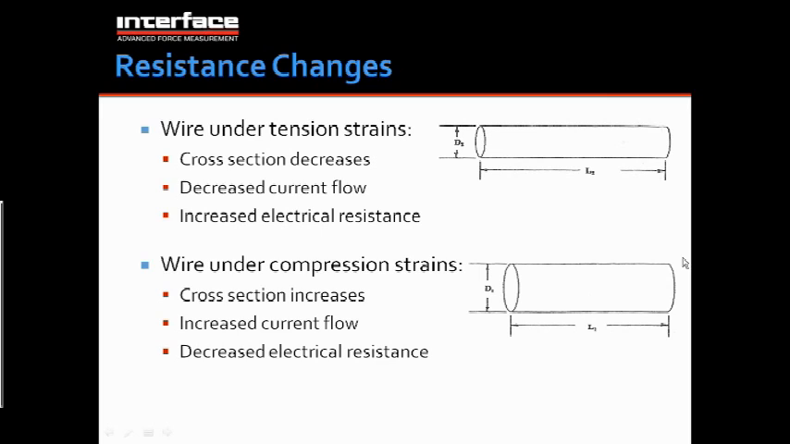So how does the resistance across the strain gauge change? For example, if we take a segment of wire and we put a tension load through this segment of wire, its cross-sectional area is decreasing. The result is a decreased current flow across this segment of wire, and therefore the electrical resistance across this segment of wire has increased. In the second example, we have the same segment of wire under compression strains. Its cross-sectional area is now much larger, so we have an increased current flow across this segment of wire, and therefore a decreased electrical resistance across this wire.